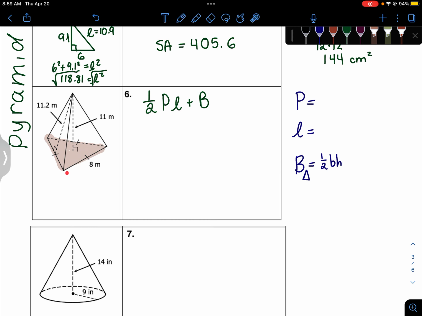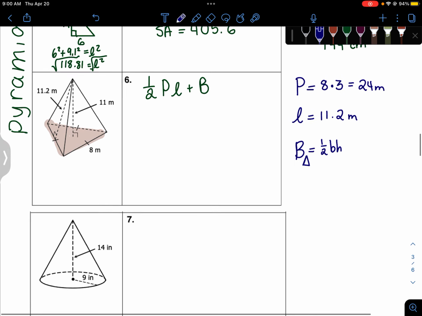So let's find the perimeter first. We're going to add 8 plus 8 plus 8. Or if we understand that repeated addition is multiplication, I can take 8 and multiply it times the 3 sides and get that our perimeter is 24 meters. In this problem, we don't have to use Pythagorean theorem to find the slant height because our slant height is given. And our slant height is 11.2 meters.